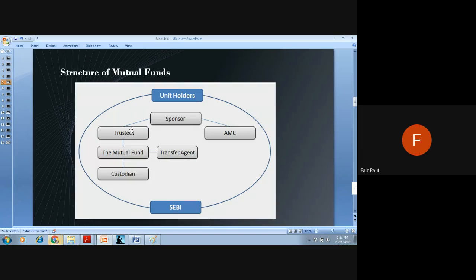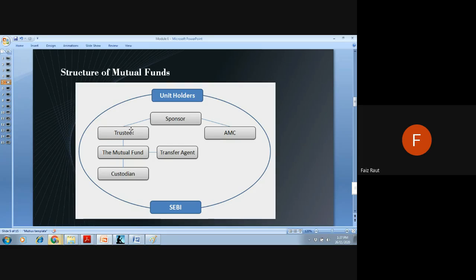Whether it has been put into equity or debt, whichever type of mutual fund it is, depending upon that the money has been parked or not. And whether the money has been utilized in some other business, all that these trustees will take care of. They work for the protection of the interest of the investors.